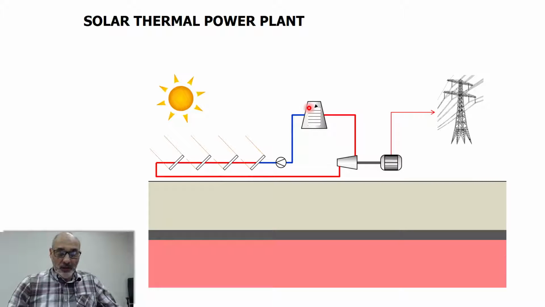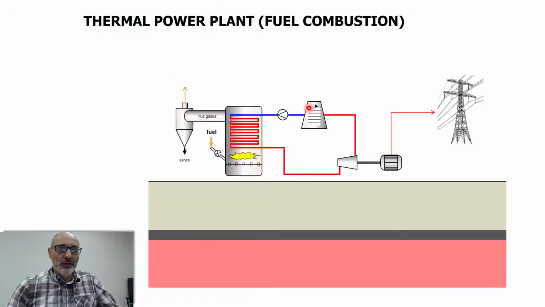When you change from solar to a thermal power plant, which we're going to see today, it is based on fuel combustion. So somewhere you have combustion of a fuel. We're going to look today at biomass as fuel and also biogas. In the same way, you have cold water, hot steam, high pressure, expansion, generation of work, and so on.